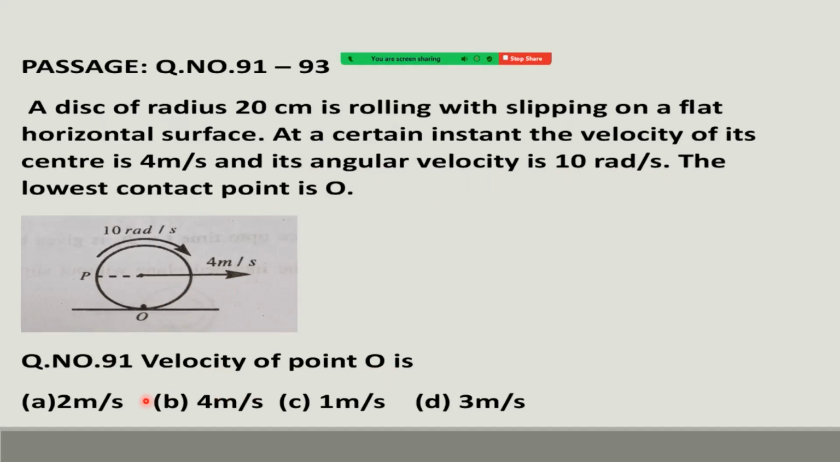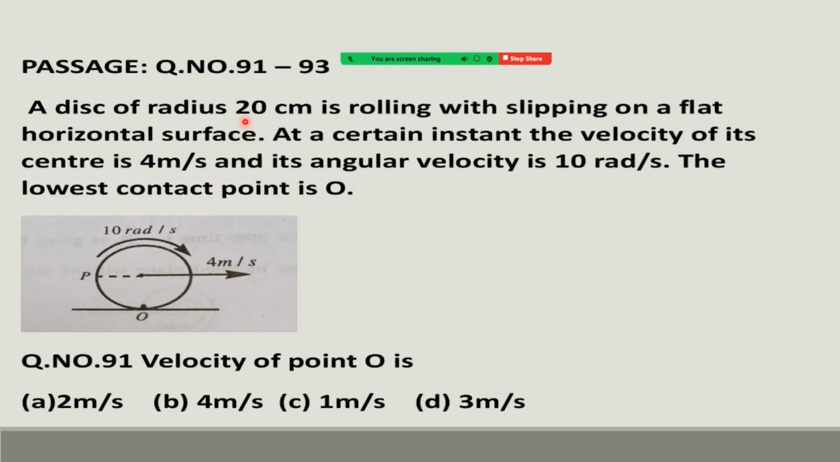So this we can say directly. Because of translation, for each and every point, velocity will be 4. It is given for the center, velocity 4 meter per second. So because of translation, for each and every point in this body, velocity will be 4, and that is right side. Now, because of rotation, this point follows a circular path. So because of rotation for point O, velocity is left side, which is equal to R into omega.